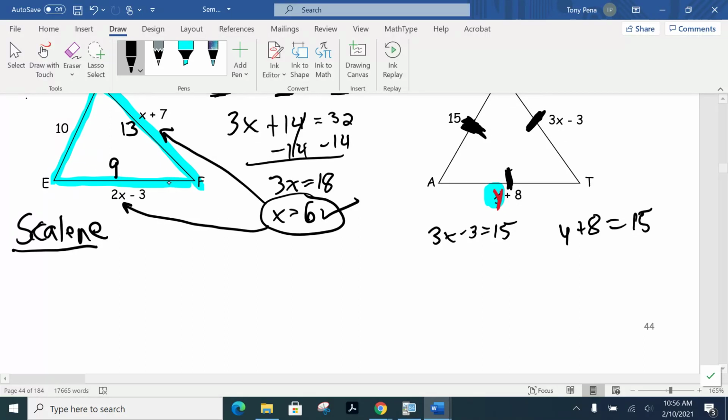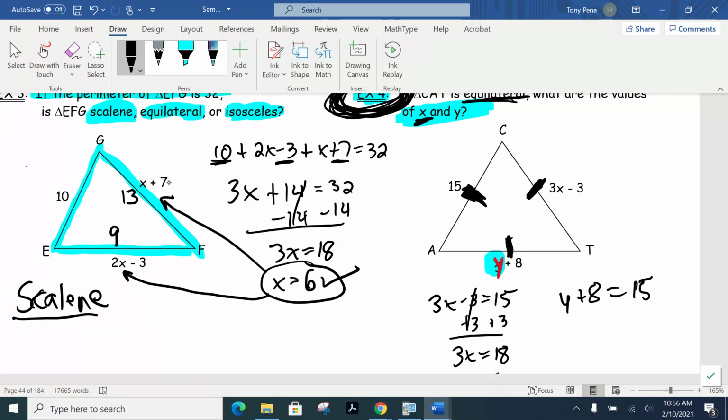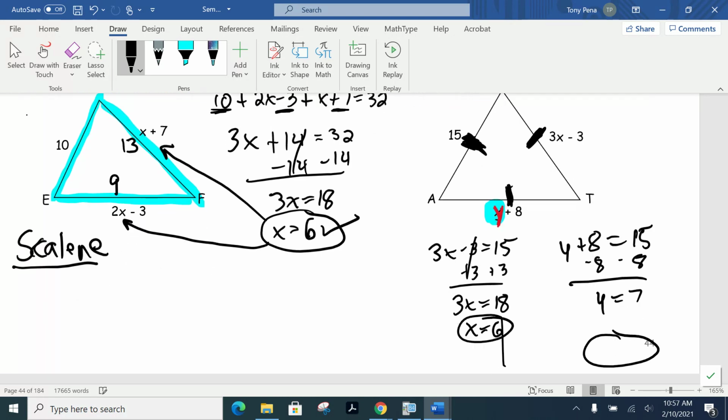All right, so then from there, this should be easy. Add your 3. So 3x equals 18. Divide, and then x is going to be a 6. So that's our value of x that we needed. And then now our value of y, just subtract the 8 over. And then y is going to equal 7. All right. Ooh, that's weird.